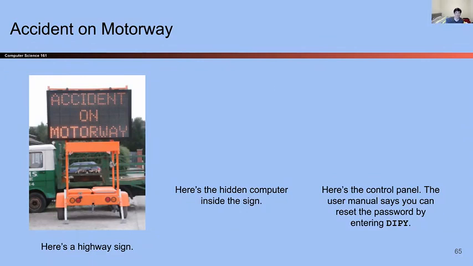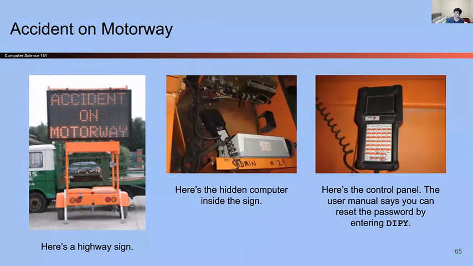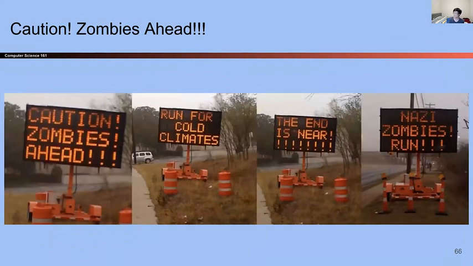But these are motorway signs. You might see these if you're driving, I think, anywhere in the United States. If you go into their little boxes, they're controlled by this little console over here. And in fact, you can reset the password if you enter DIPY. So because this default passcode is used everywhere, you can do some pretty funny things with it.